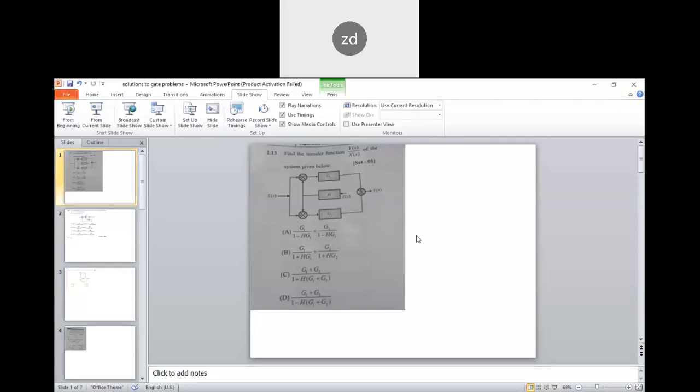So today we'll be studying the signal flow graph, how different types of problems appear in the competitive exams, and how they are simple.